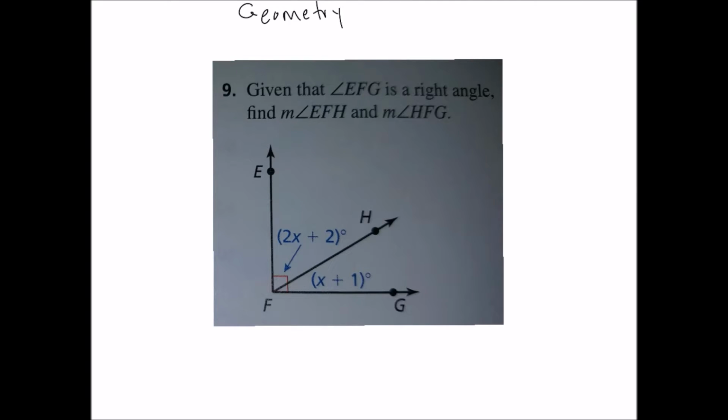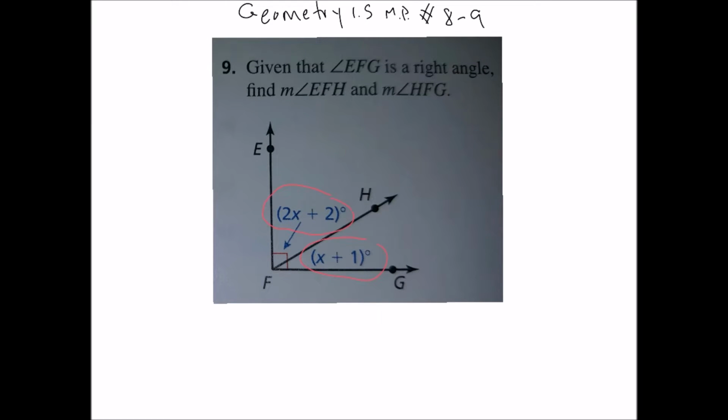Now, let's look at the next one. Given that EFG is a right angle, find the measure of EFH and HFG. So again, the two angles' measures add up to 90 degrees. So all we have to do is write the two expressions equal 90. We're going to combine the 2x and the x to get 3x, and the 2 and the 1 to get 3. So 3x plus 3 equals 90.